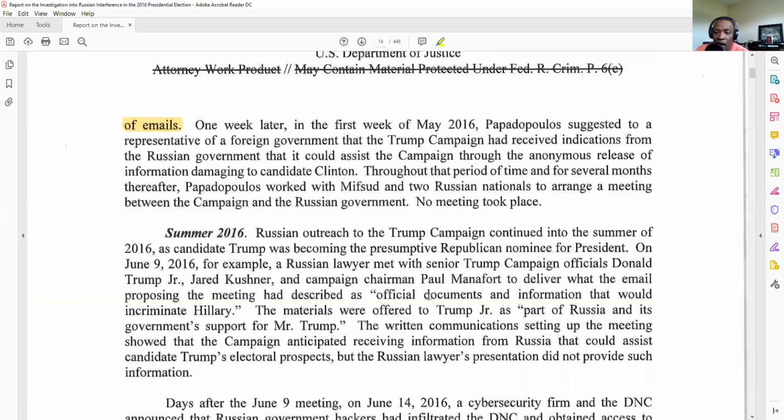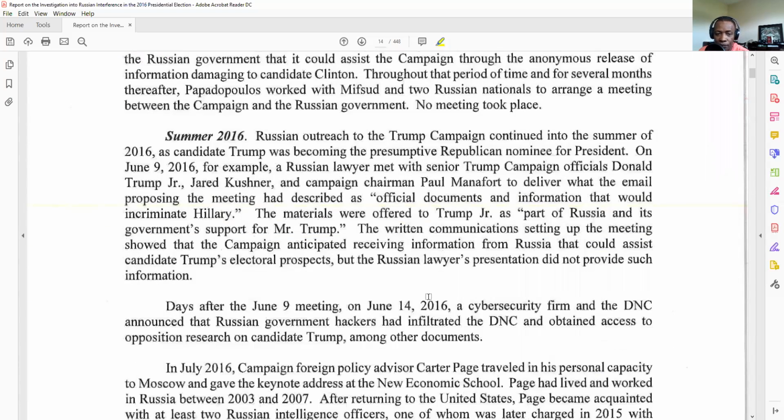Throughout that period of time and for several months thereafter, Papadopoulos worked with Mifsud and two Russian nationals to arrange a meeting between campaign and the Russian government. No meeting took place.